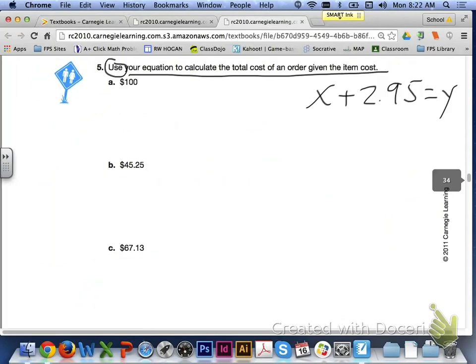Let's take a look at number 5. Now we want to use that equation. Remember, X plus 2.95 is equal to Y. We want to use that equation to calculate the total cost of an order given the item cost. So go ahead and do letter A, B, and C for number 5.